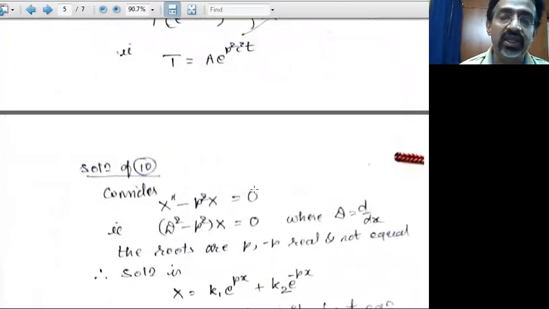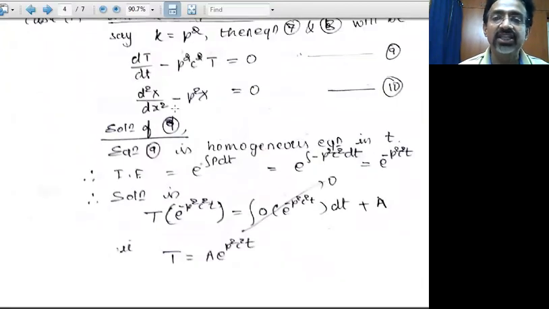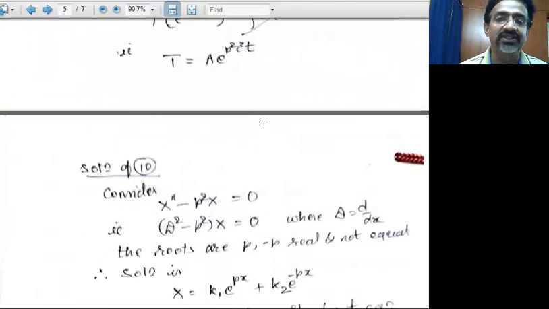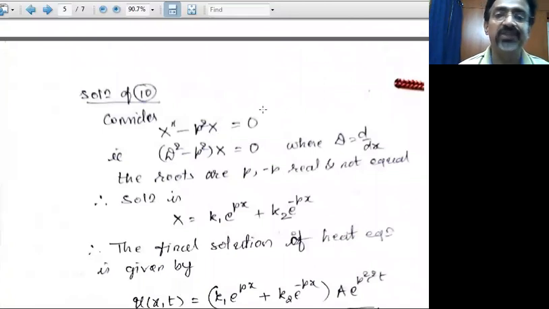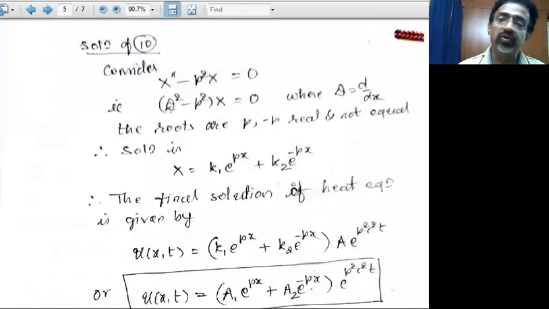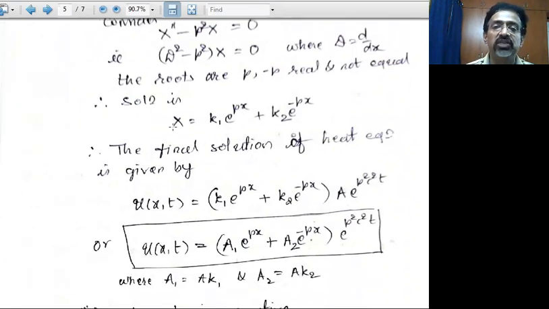Now what is the other one? I have to find out X. So for X, I should solve the second equation, that is the 10th equation. Equation 10 is X double dash minus p squared X is equal to 0. I replace small d by dx by capital D, so I can rewrite this equation as D squared minus p squared times X is equal to 0. So D squared minus p squared is equal to 0. That gives me p and minus p as the roots. So p and minus p are real and unequal roots. So my solution is: capital X is equal to k1 e raised to px plus k2 e raised to minus px.